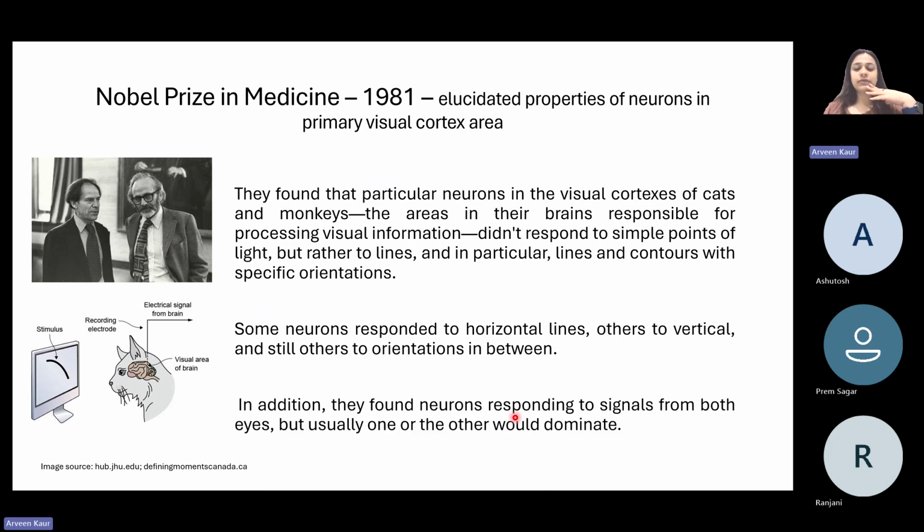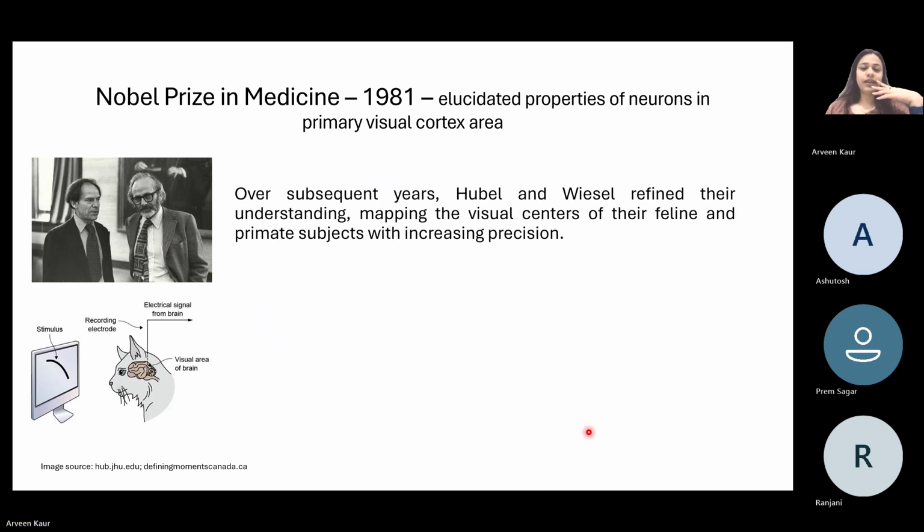In addition, they found neurons responding to signals from both eyes, but usually one or the other would dominate. Over subsequent years, Hubel and Wiesel refined their understanding, mapping the visual centers of the feline and primate subjects with increasing precision.